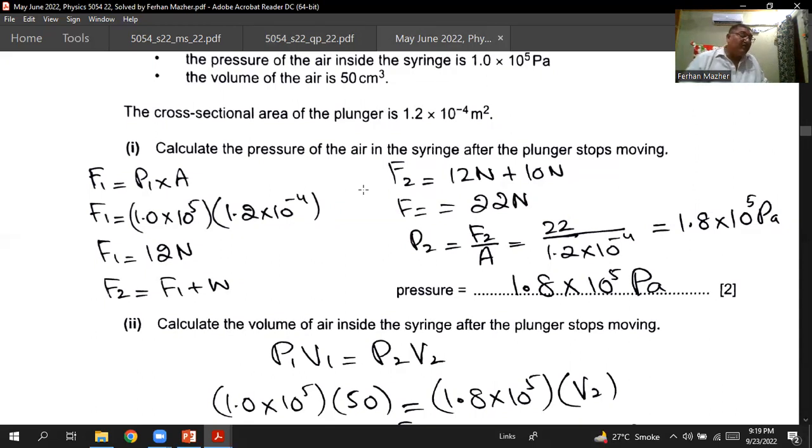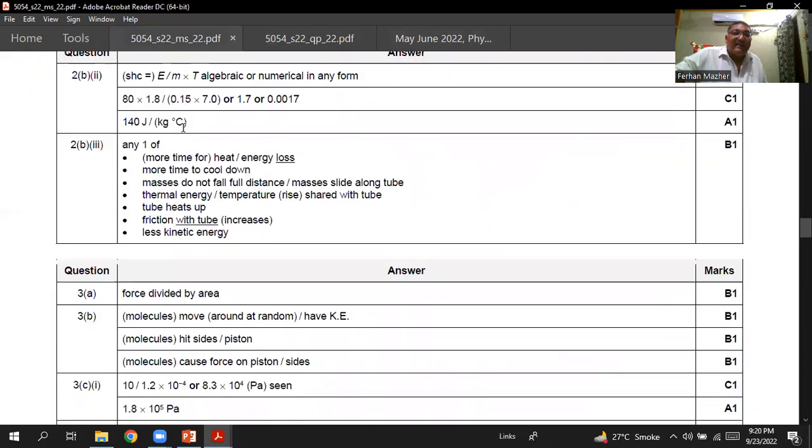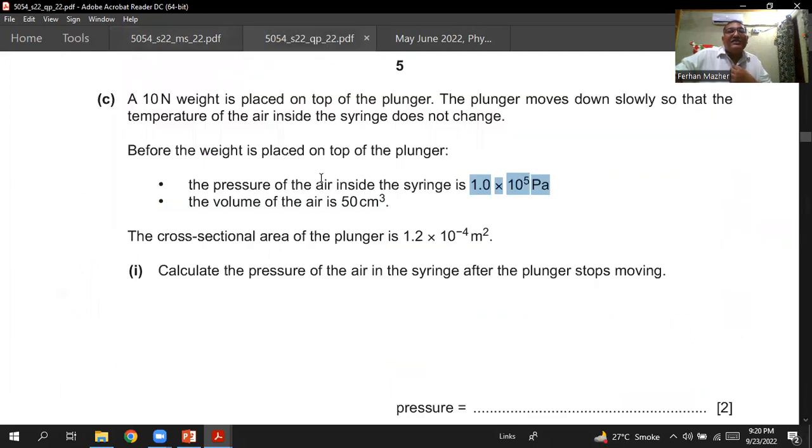Now the pressure 2 will be equal to the force 2 divided by the cross-sectional area, which still will be the same. So the F2 divided by the area, and you will have 22 divided by 1.2 expo minus 4, and you will get 1.8 expo 5 Pascal. 1.8 expo 5 Pascal will be the pressure 2. This question is a bit unusual. So I hope you understand this. And let me show you question number 3. So 1.8 expo 5 Pascal is the right answer, sir. Okay, so we are going to the next question.